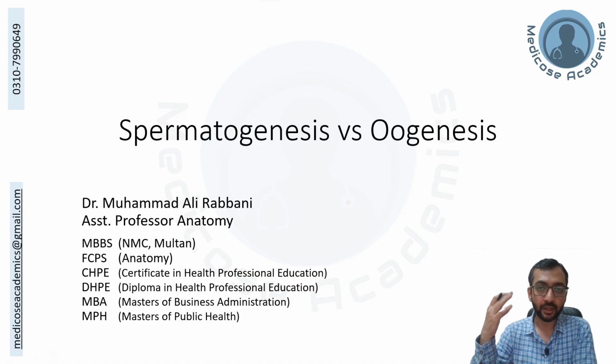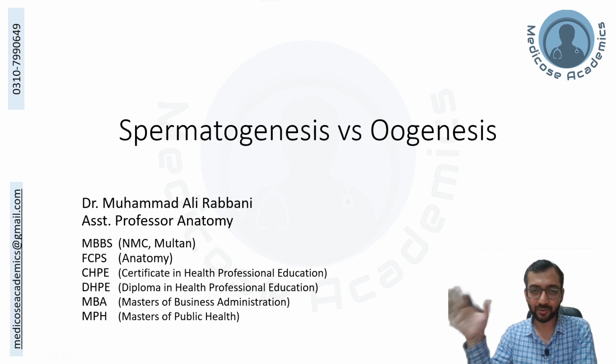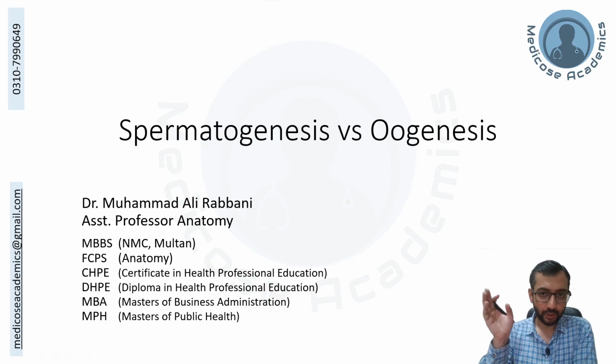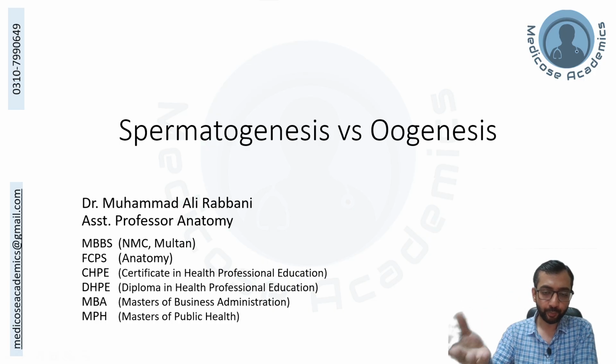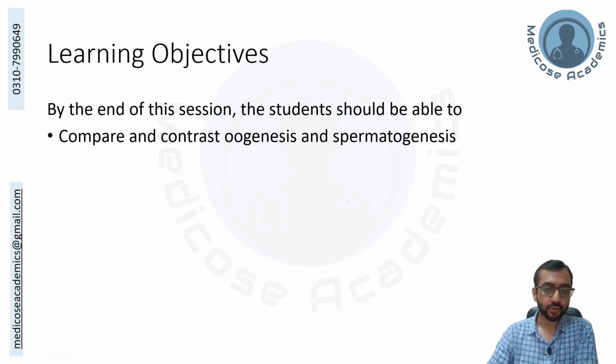Up till now, we have covered primordial germ cells, cell cycle, mitosis, meiosis, spermatogenesis, and oogenesis in detail, and there are other topics sprinkled between them too, like chromosomal abnormalities and others. So now, after discussing in detail spermatogenesis and oogenesis, we are going to discuss the comparison between the two. That is our objective, to compare and contrast oogenesis and spermatogenesis.